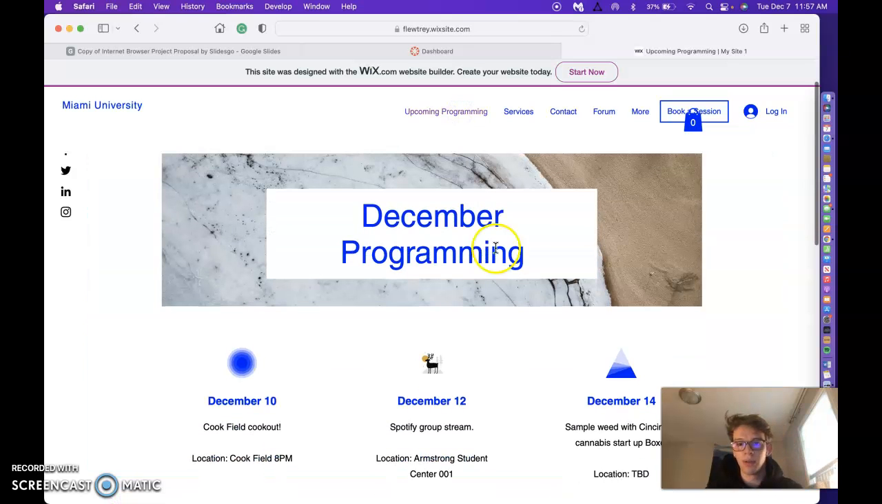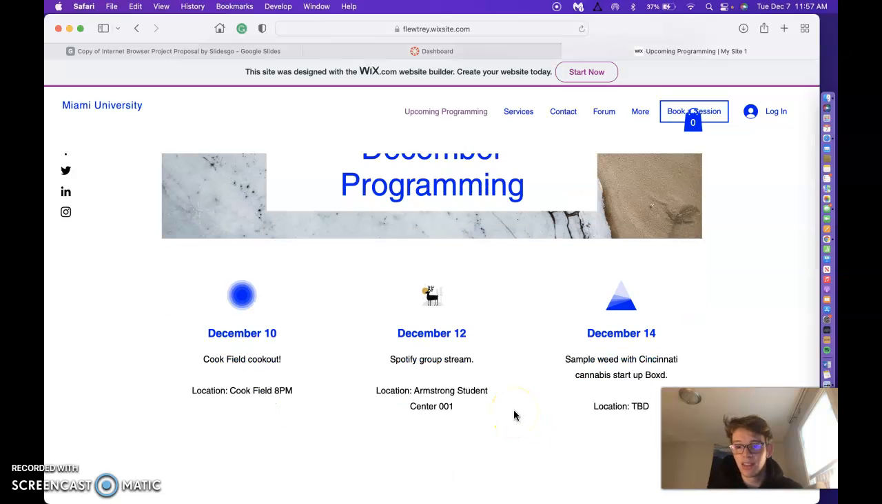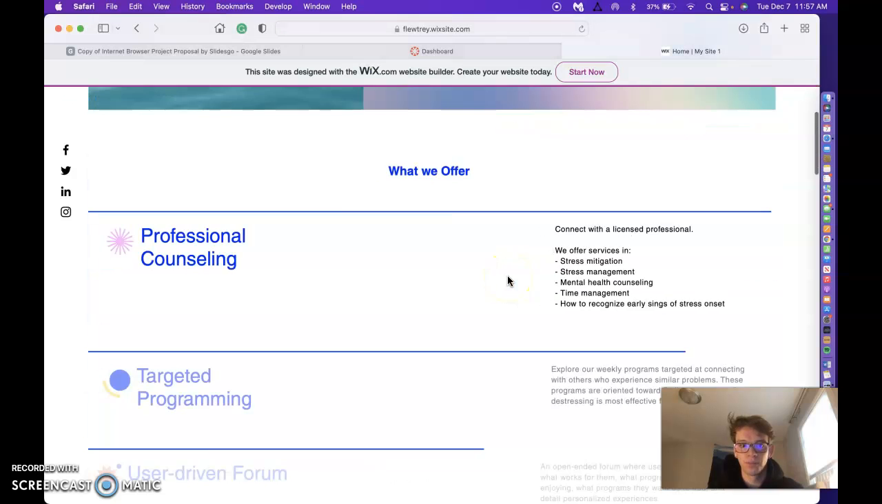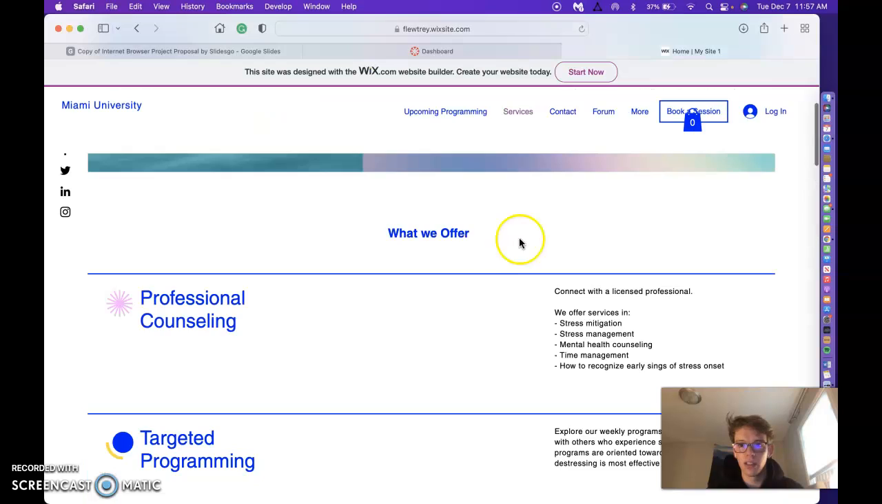On upcoming programming, in December we're doing a Cookfield cookout. We're doing a Spotify group stream, and then we're going to sample weed with the Cannabis Startup Box, which is really cool, from Cincinnati. So one of these things, however extreme you want to go, should work and should be applicable to you. So our services. Let's go to this. Oh, this is back. Okay, that's back there.